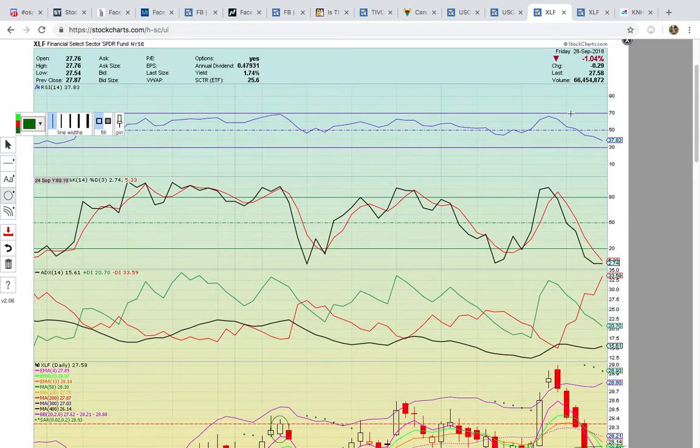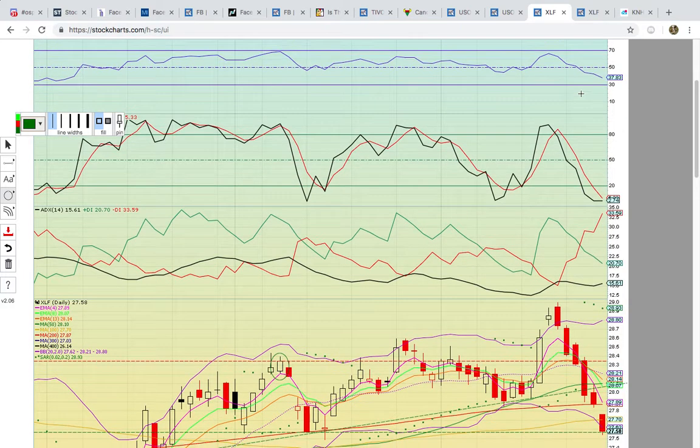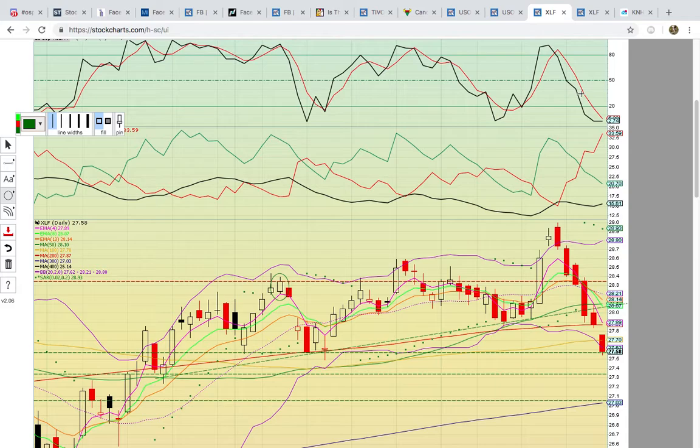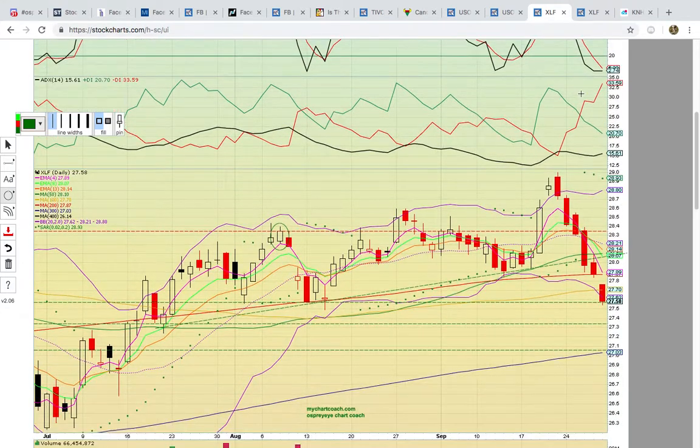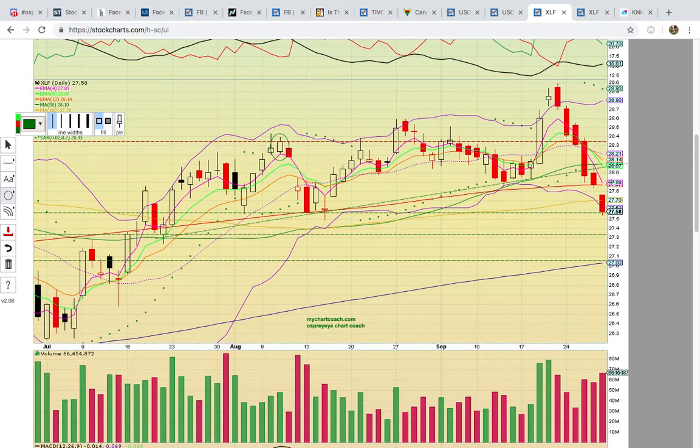Okay, let's look at finally at XLF. This is the Financial Select Spider. So many of the talking heads, CNBC, are very, very bullish on the financials, and everybody's been wrong, they've just been going sideways. A lot of people got this last Fed interest rate hike wrong. They were expecting a bounce last week, and it didn't bounce.